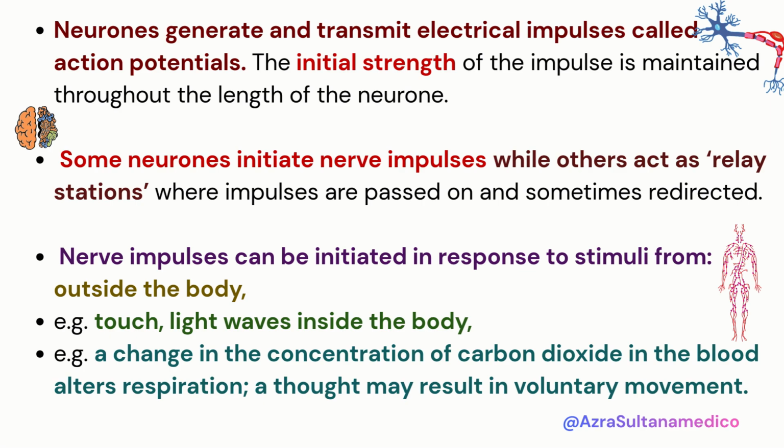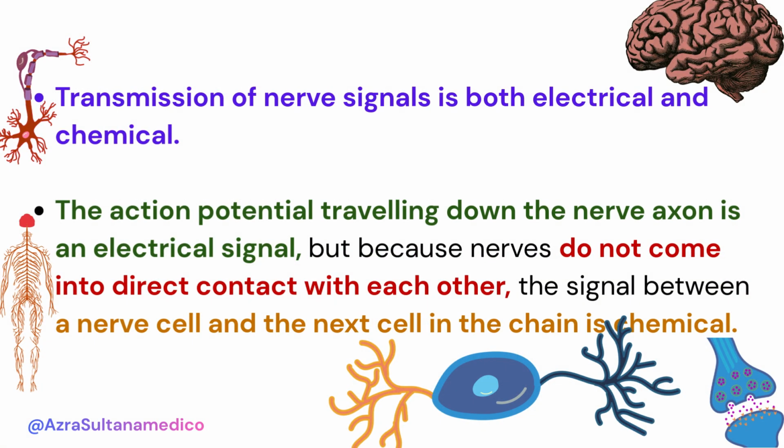Nerve impulses can be initiated in response to stimuli from outside the body, for example touch, light waves; or inside the body, for example a change in the concentration of carbon dioxide in the blood alters respiration. A thought may result in voluntary movement. Transmission of nerve signals is both electrical and chemical. The action potential traveling down the nerve axon is an electrical signal, but because nerves do not come into direct contact with each other, the signal between a nerve cell and the next cell in the chain is chemical.